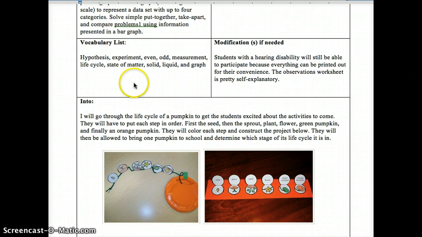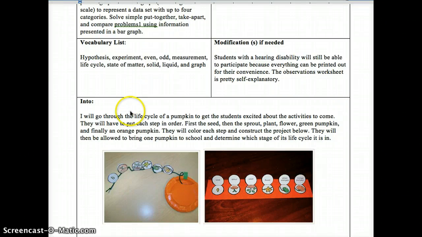which is we're going to make a life cycle of a pumpkin. They're going to color the different stages of life, and then we're going to put it along a string onto an orange plate that looks like a pumpkin, and then later they can refer back to this as needed. This will help them understand things go through change, and they have to grow to get to a certain point.